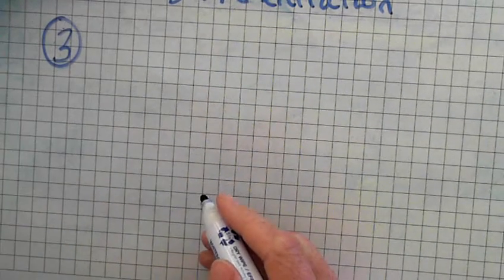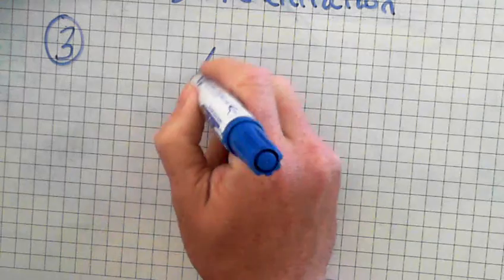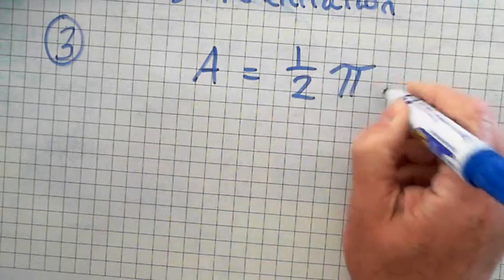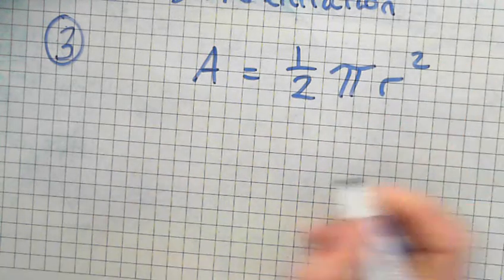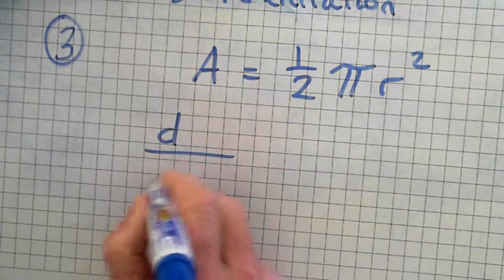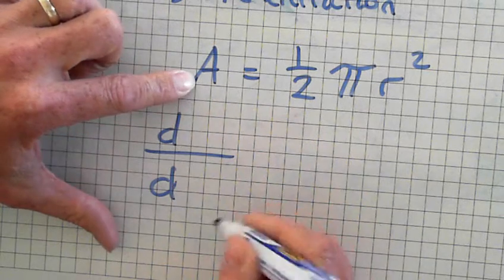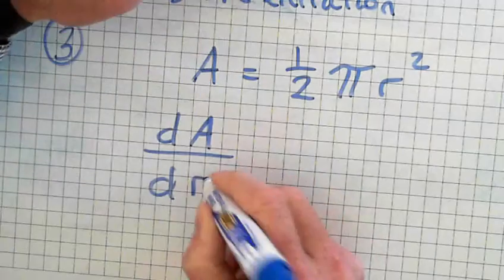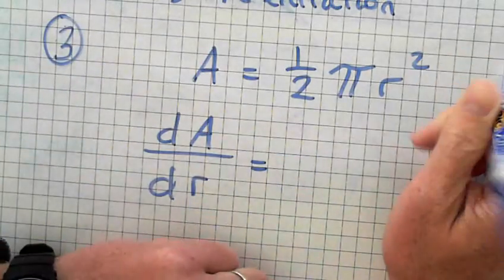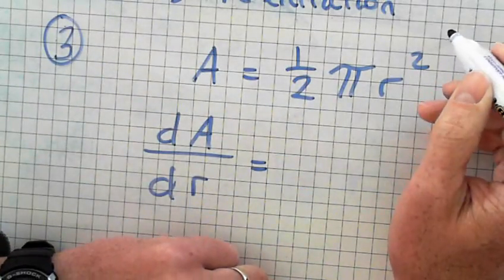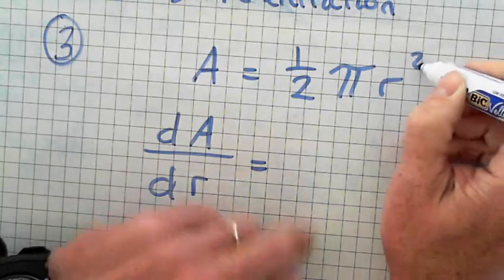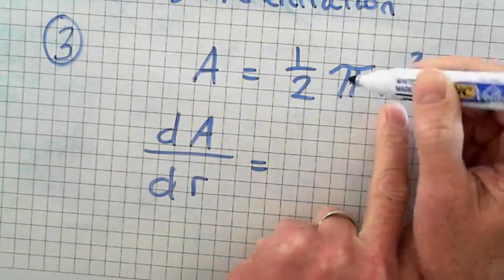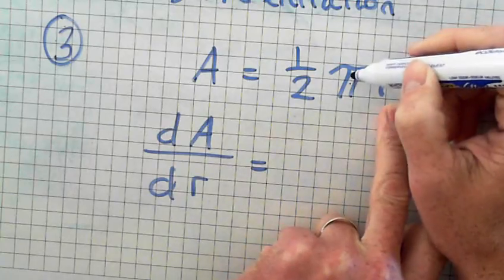So another one from question 3. A is equal to a half pi r squared. So the first letter is A, look it up. And the second letter is R. Right, first of all, looking up. So, R is here. And remember, pi is a number, 3.14.